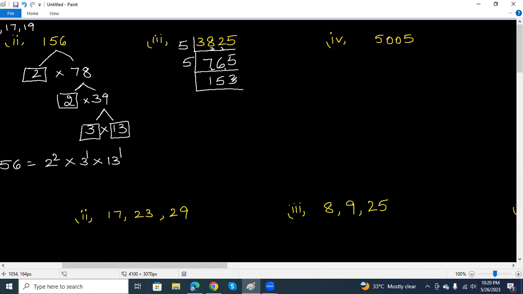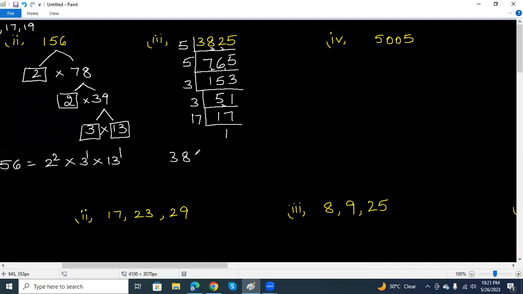Now, this is not divisible by 5, and it is not divisible by 2. Check whether 3 goes or not. 5 plus 1, 6. 6 plus 3, 9. 3 goes. So 3 fives are 15, 3 ones are 3. 5 plus 1, 6. Again, 3 goes. 3 ones are 3, 2 is remainder, 21. 3 sevens are 21. 17 is a prime number, so it can be divided by 17 only.